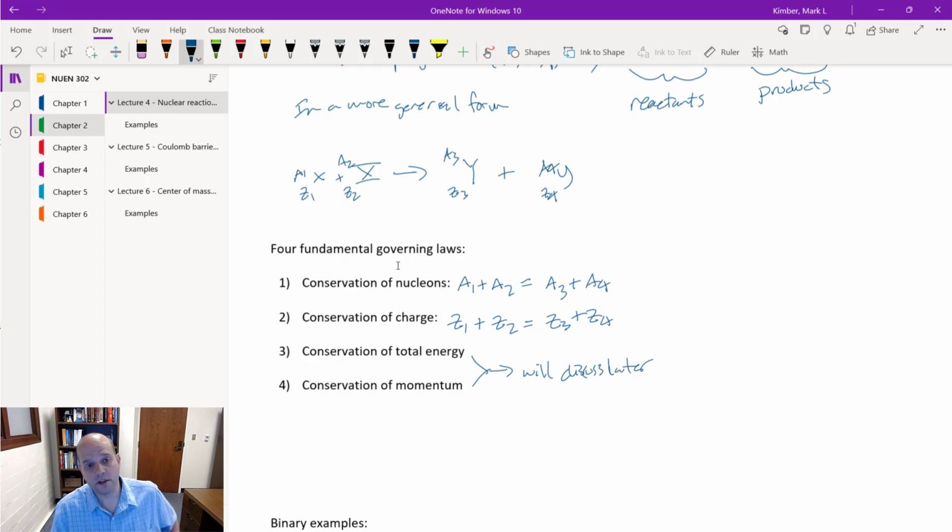But for now, just know these are the four fundamental governing laws of any kind of reaction. And again, for the rest of this lecture and for a good amount of the next few lectures, we'll focus on binary reactions. Binary reactions: I have a projectile and a target on the reactant side, lowercase x and uppercase X, and then I have two products, a heavy one and a light one, on the right-hand side of that reaction.